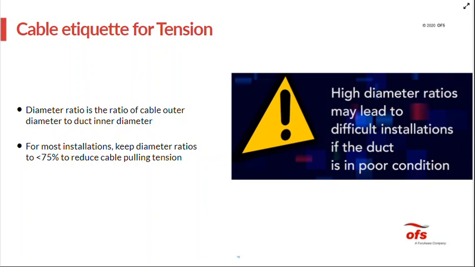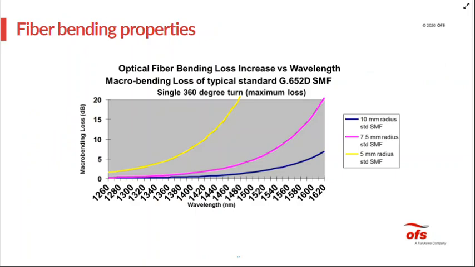If you're designing a long haul network, I recommend that you stick with 75% or lower. You just don't want to be dealing with difficult installations on a day-to-day basis when you're installing a long haul network. And at this point, I'm going to turn it back over to Mark, and he's going to talk a little bit about some fiber bending parameters.